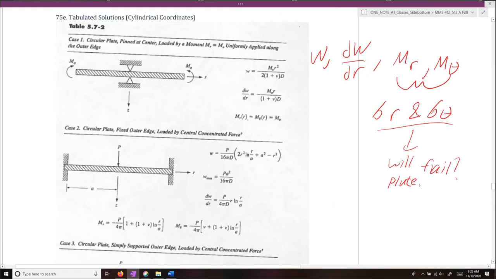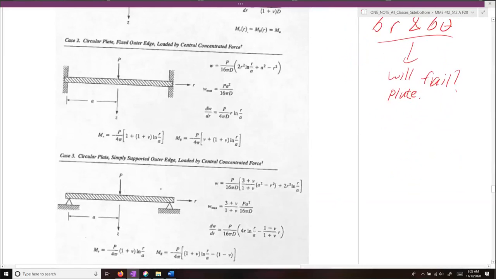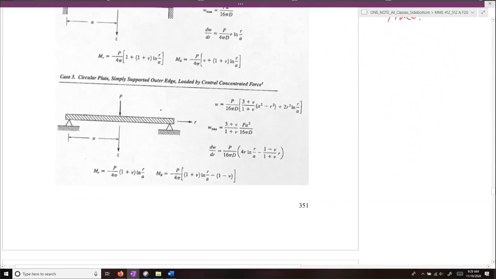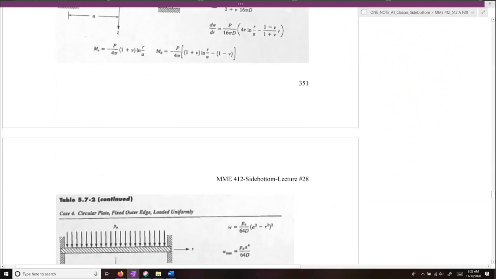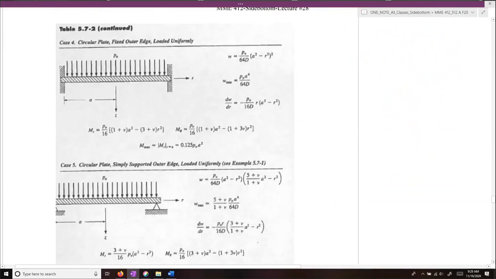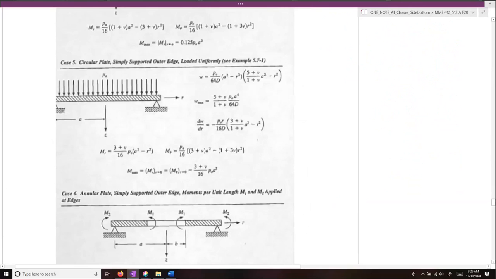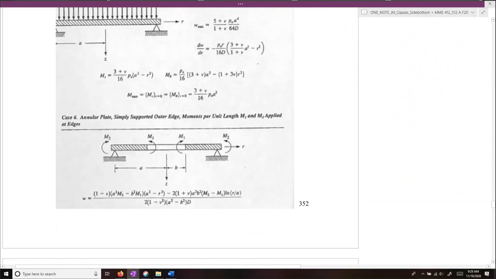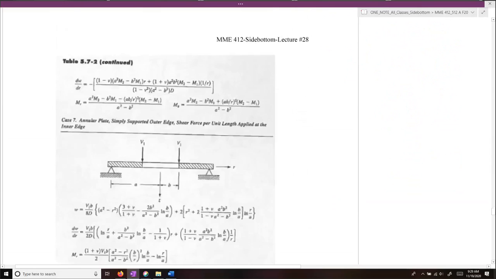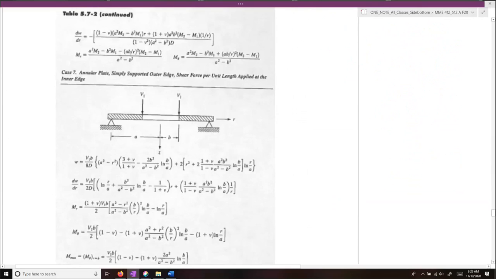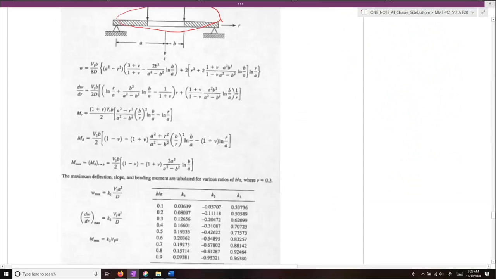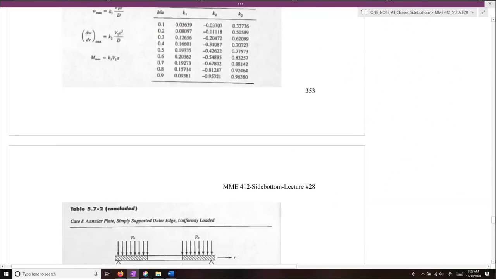They have the different types of cases for the plates. The one thing that's a little confusing about these tables is that when you look at them right away, it looks like a rectangular plate, but all of these are really just looking at a side profile of a round plate. So just keep that in mind when you're looking at these. There's a lot of different tables, right?